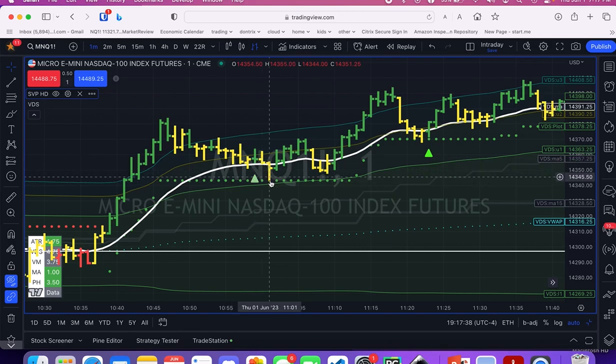Now it is coming back, tested the VDS level, rejected, and then formed a new green candle. So assume that you enter here. What is our stop loss? Our stop loss is the trigger candle's low, which is nothing but the VDS level. So this time we keep the stop loss here. That trade is a winning trade for us. It never stopped out, it just went and came back and then just went.